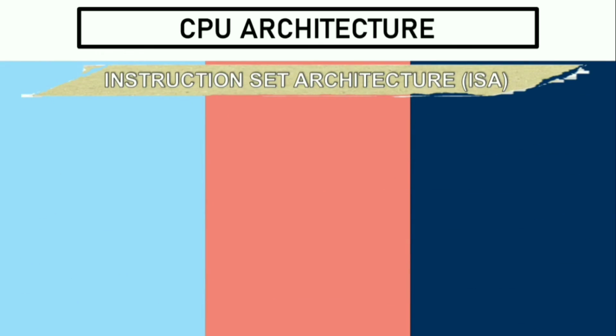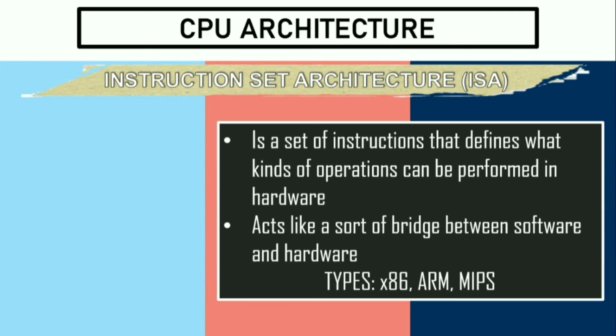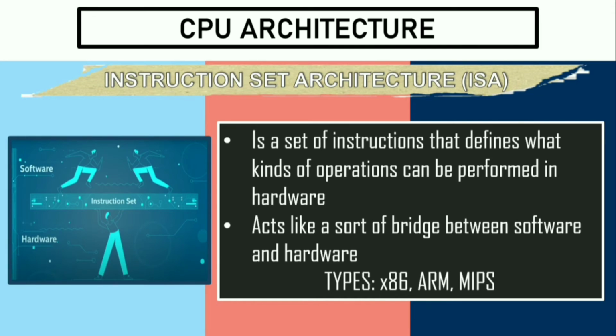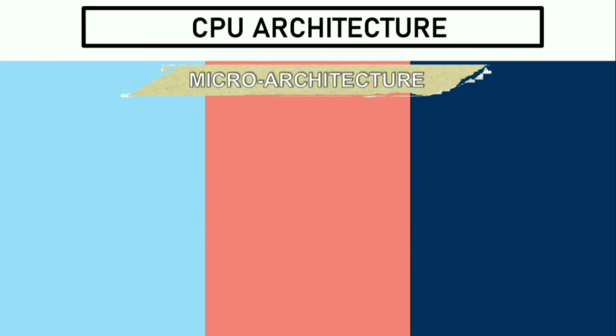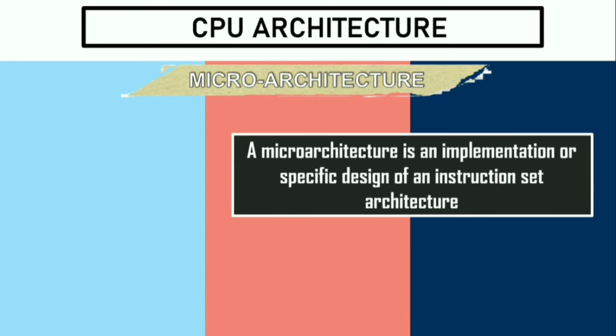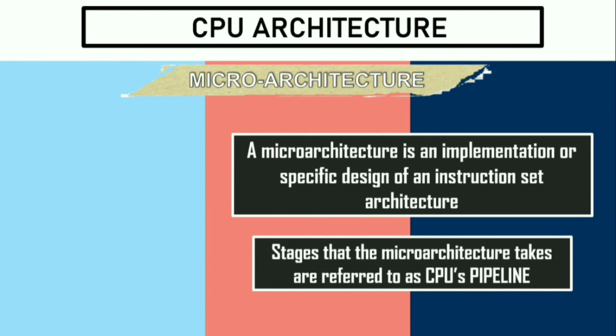Next up is the instruction set architecture. It is a set of instructions that defines what kinds of operations can be performed in hardware. It also acts like a sort of bridge between software and hardware. It has several types such as x86, ARM, and MIPS. We have here the microarchitecture. A microarchitecture is an implementation or specific design of an instruction set architecture. The stages that the microarchitecture takes are referred to as the CPU's pipeline.